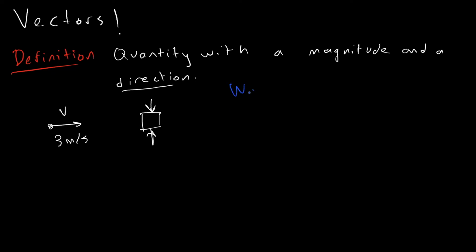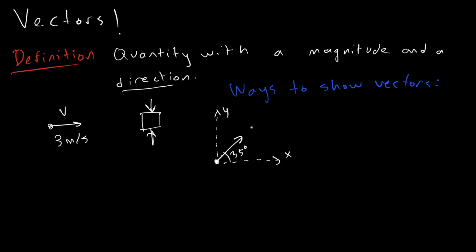Now, there are multiple ways to show vectors. Let's say we have a vector that looks like this, and this is our x-axis, and this is our y-axis. Let's say that this angle is 35 degrees, and the magnitude of this is 5 newtons. So this is one way to show that vector. We're basically showing it graphically. It's just an arrow that has an angle and a magnitude.